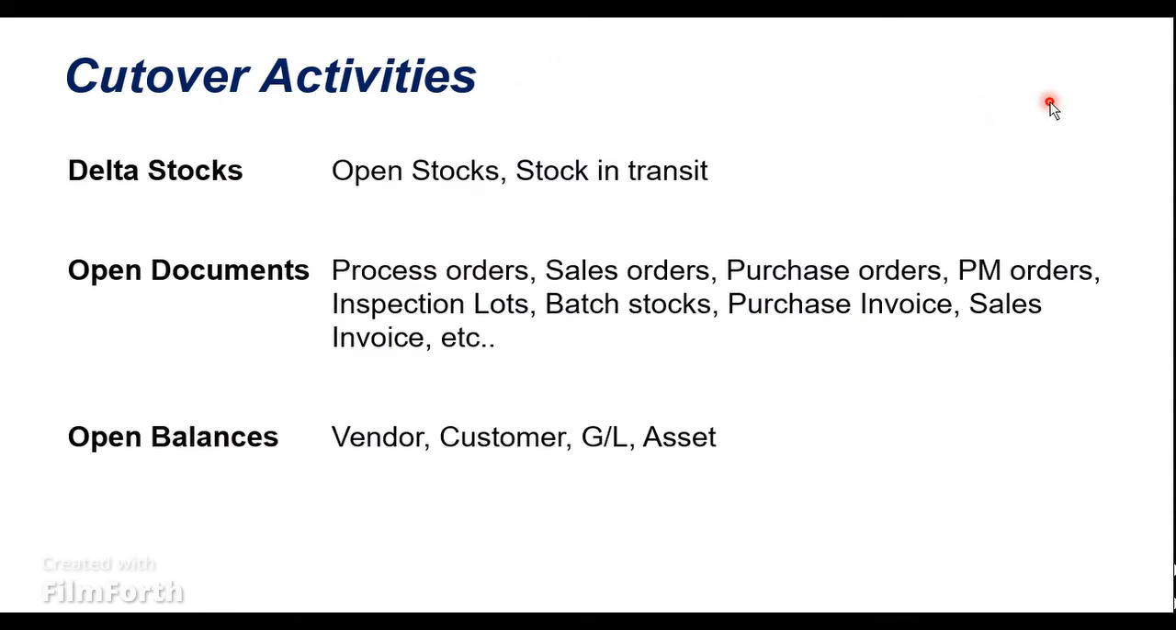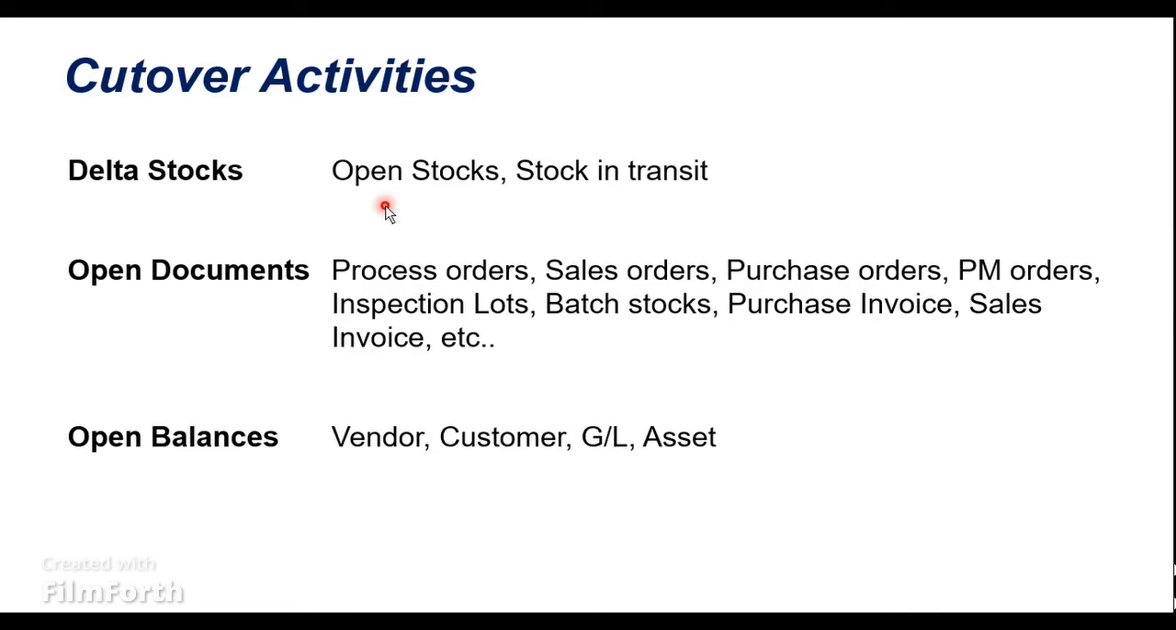And now coming to the cutover activities. We mainly have three categories. One is the management of delta stocks, where we are going to deal with the open stocks and also the stocks that are in transit, right? During the cutover phase, users will not have any system to work on.